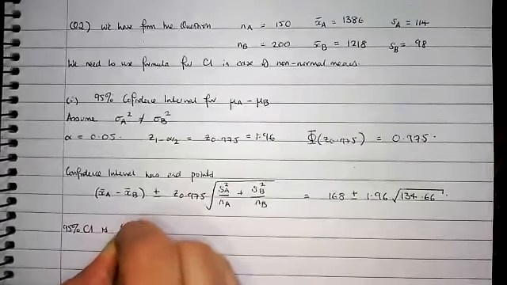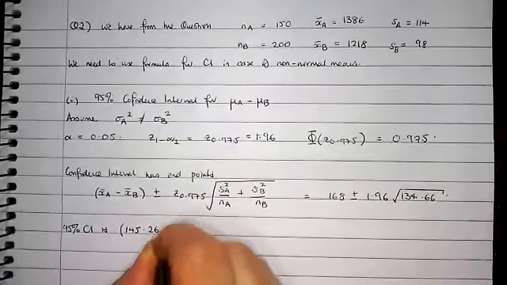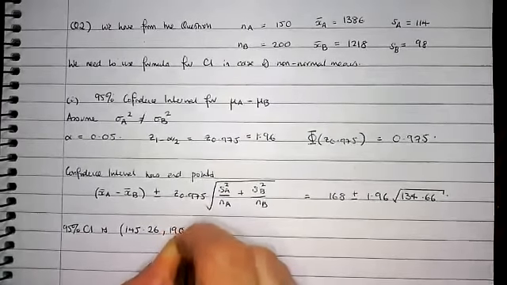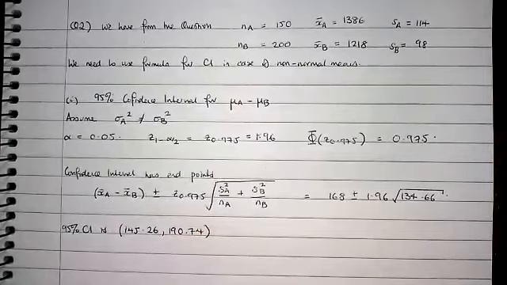It's 145.26 and 190.74. So I can have 95% confidence. Now, it's not 100% obviously, but I can be pretty confident that the difference between the means for the two samples, mu A and mu B, is between 145.26 and 190.74.